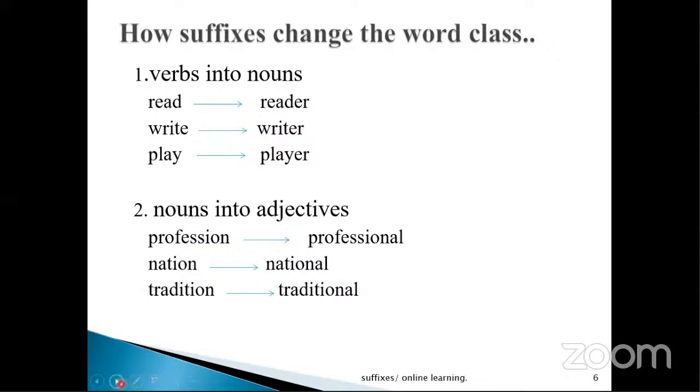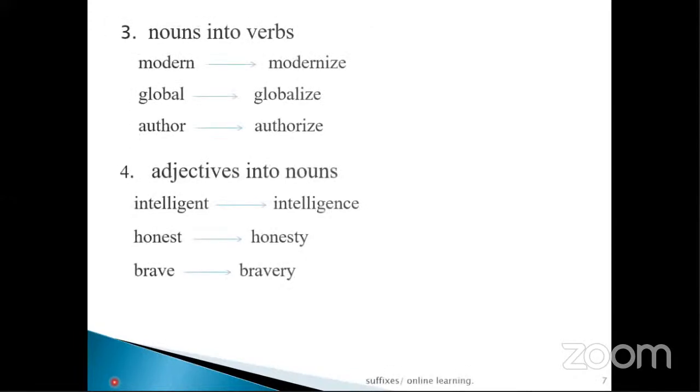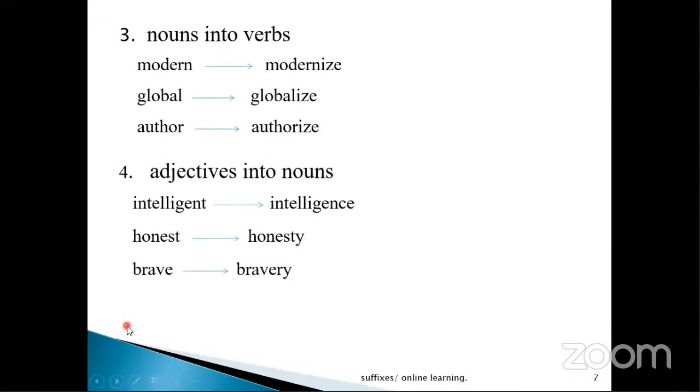And again, suffixes can change nouns into verbs, adjectives into nouns, right? So we told that suffixes can change the word class, right? And suffixes can change nouns into verbs, right?